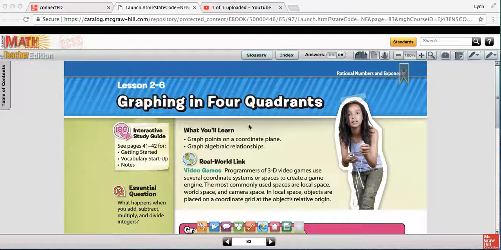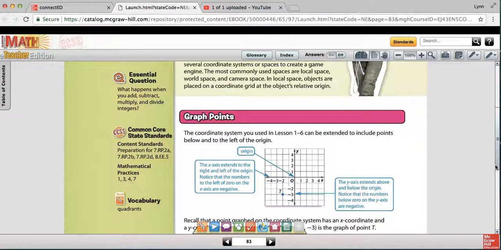Lesson 2.6 is on graphing in 4 quadrants. Now that we have introduced negative numbers or integers in Chapter 2, we are ready to graph in all 4 quadrants. Remember that in the first quadrant, which we were graphing last chapter, we have positive numbers to the right and positive numbers up.